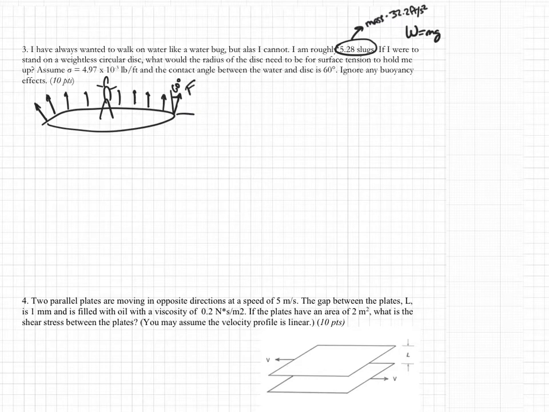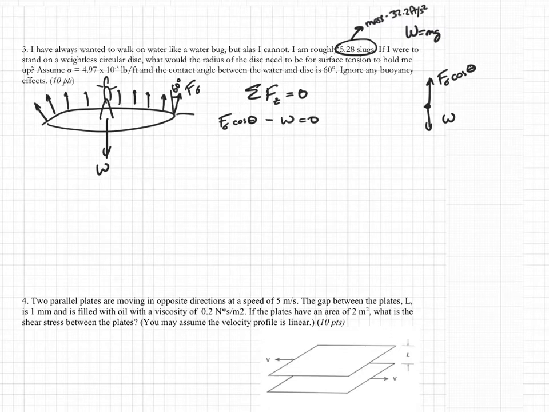So we've got force of sigma, and it's acting all the way around this thing. And we've got a 60-degree force, and then we've got my weight acting downwards. And that's the whole thing. Ignore any buoyancy effects. A lot of you just didn't want to draw a free body diagram. It takes like 2 seconds. You could have just done it like this. Force sigma cosine theta minus the weight equals 0.